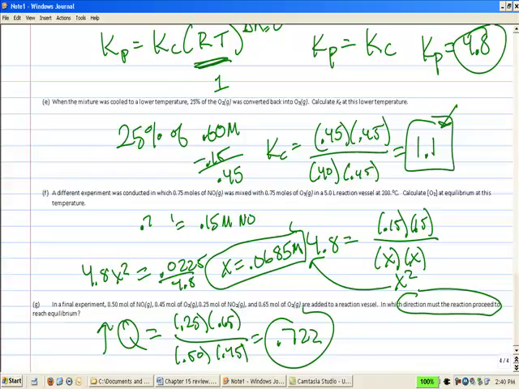For a Q value to go up, for the answer to a fraction to go up, these numbers have to get bigger and these numbers have to get smaller. These are our products. These are our reactants. So if the products have to go up and the reactants have to go down, in which direction must the reaction proceed to reach equilibrium? It must proceed to the right. By proceeding to the right, it's making more products and reducing our reactants, so therefore it has to proceed to the right. And that is it for the review for Chapter 15.